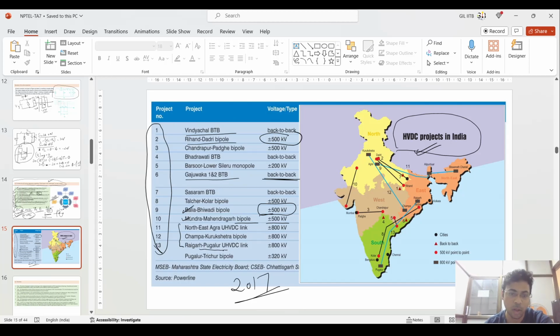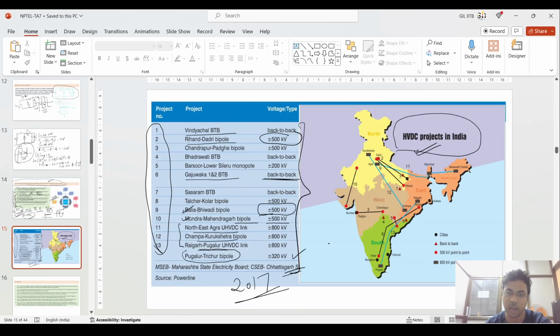And if you see the other lines, the Champa Kurukshetra bipolar link, plus minus 800, is an ultra high voltage DC link. Agra Raigad Pugalur, plus minus 800. And the Pugalur Trichur bipole line is plus minus 320 kV.